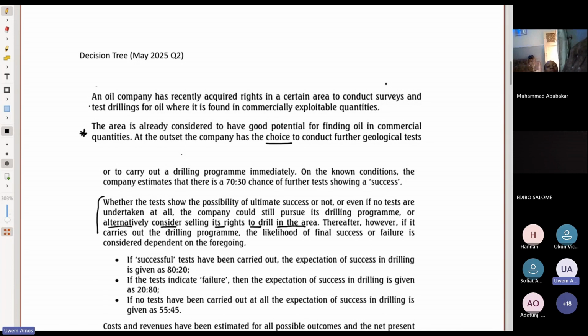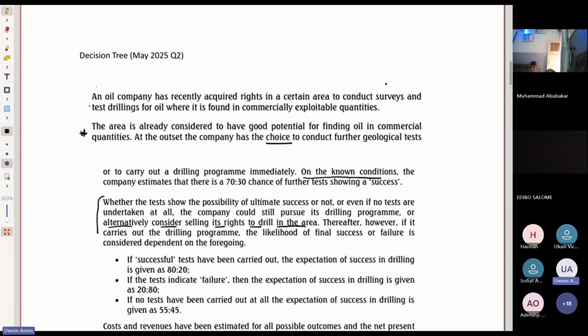So I'm trying to underline that line. Okay, so I'm right here. So on the known condition. So you can only know the condition of that land when you carry out the test. Without the test, you can't know the conditions.